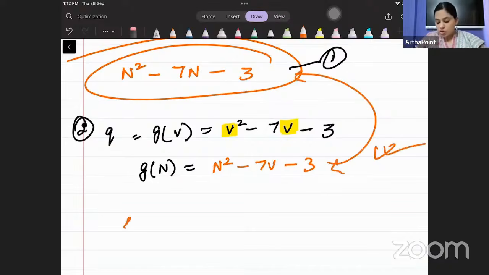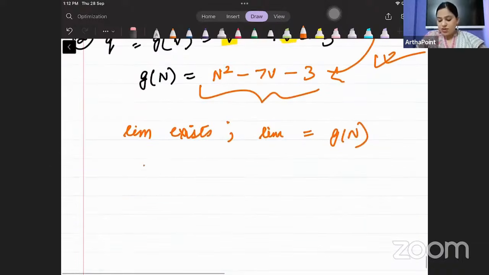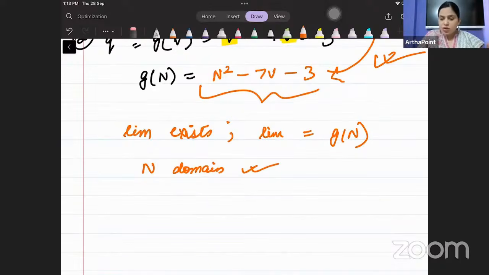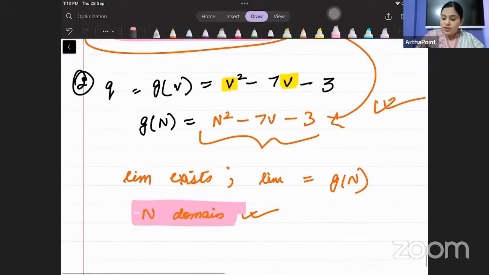Yes. So limit exists. Then beta, limit is equal to the value of the function. And n is in the domain. ये function हर value के लिए defined होगा. It's a general function. There is nothing in the denominator. ये एक polynomial function है. It should be defined for all values of n. So beta n is in the domain, limit is existing, value of limit is equal to that at n.